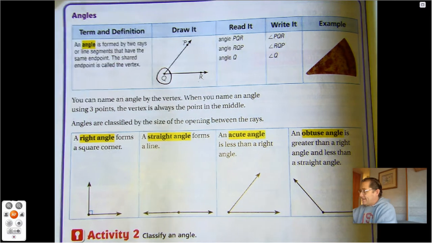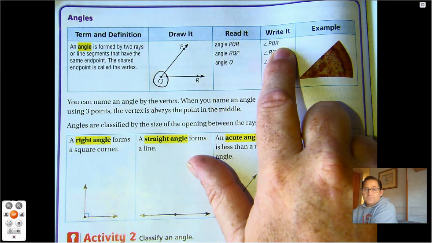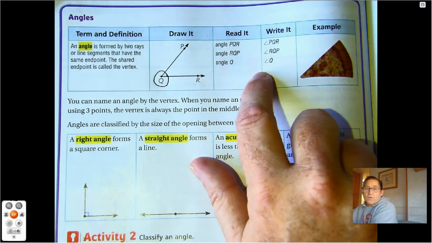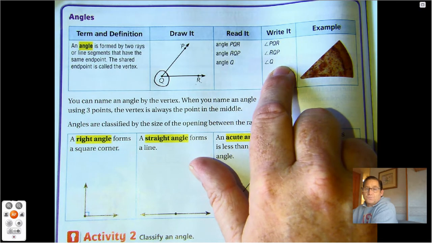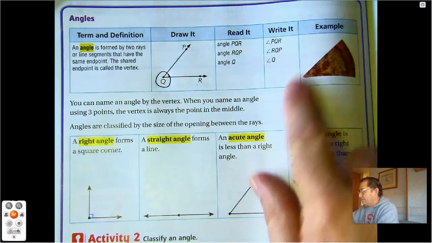How do we represent that? The angle symbol, PQR, angle symbol, RQP, or angle symbol, Q. And so this would be an example of the ray.